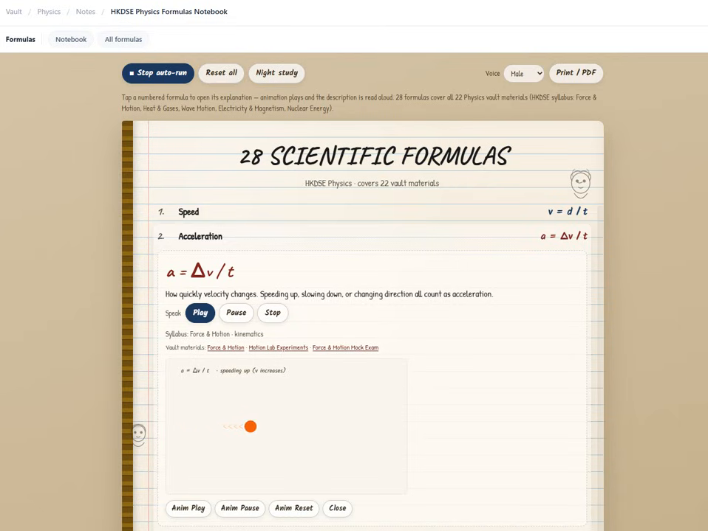Acceleration, a equals delta v over t. How quickly velocity changes. Speeding up, slowing down, or changing direction all count as acceleration. See the object speed up. Velocity is changing, so there is acceleration.